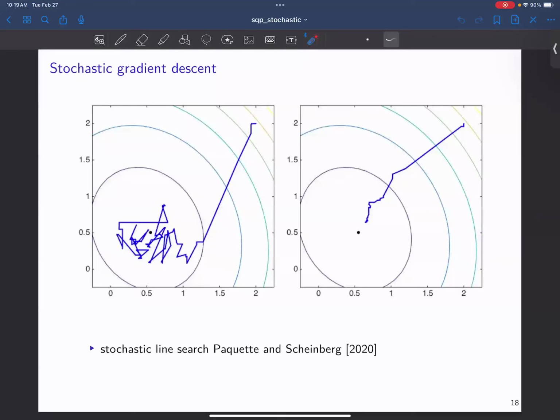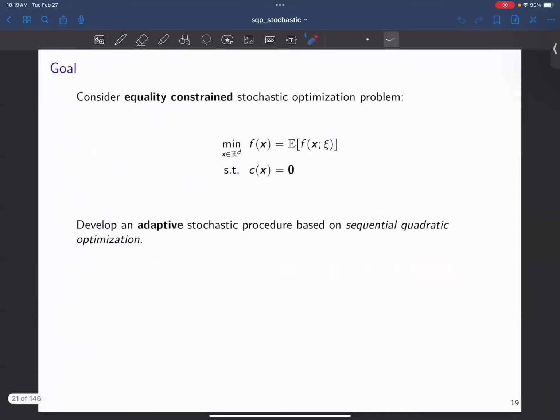Okay, so we don't have to necessarily pre-specify it, but we can probably converge to a stationary point of an unconstrained problem when the step size is chosen in a problem-specific way. Okay, now what happens when we move to constraints?